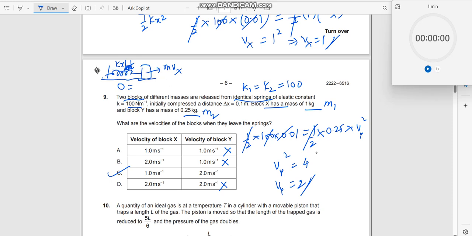So I am not using conservation of momentum here, but of course momentum is being conserved over here. You can use it, but until and unless time is given, you will not be able to do this. Okay, let us move on to the next question.